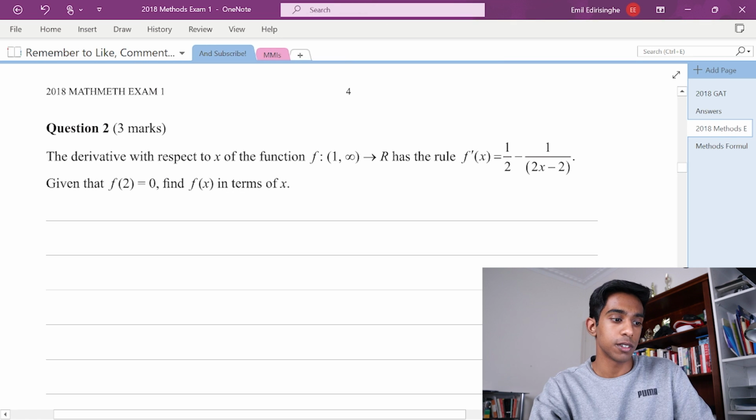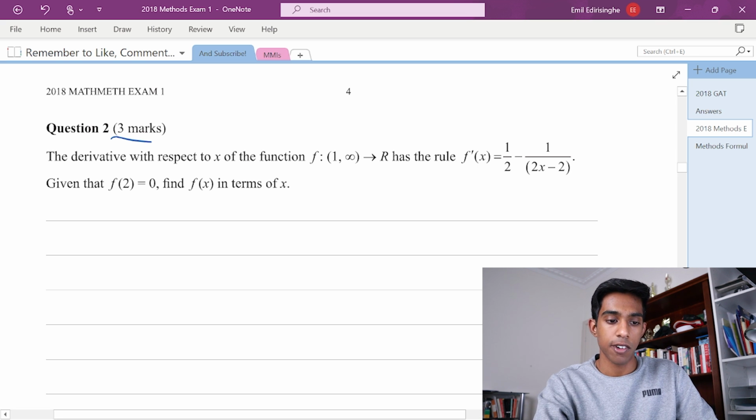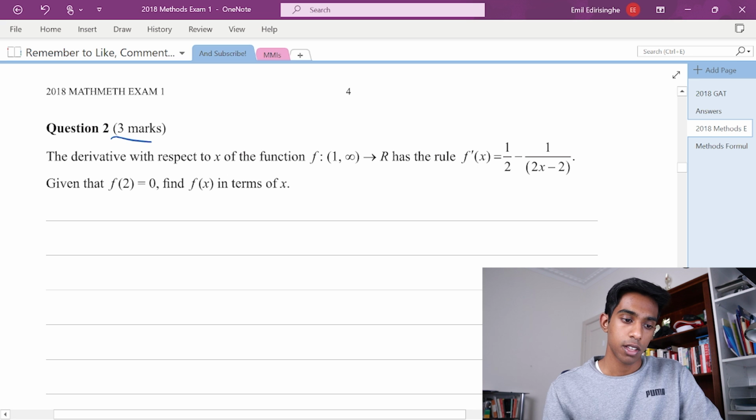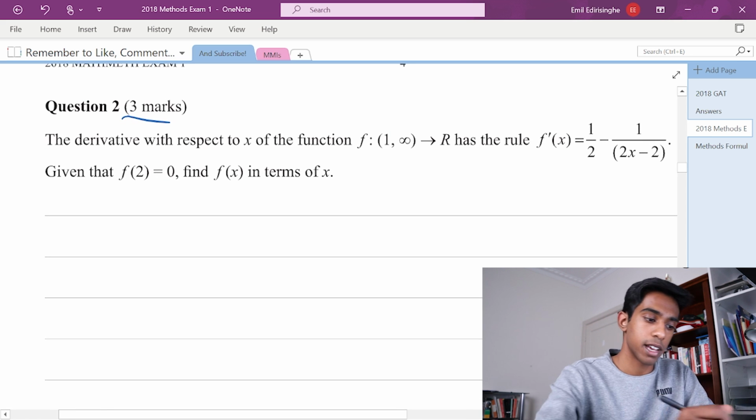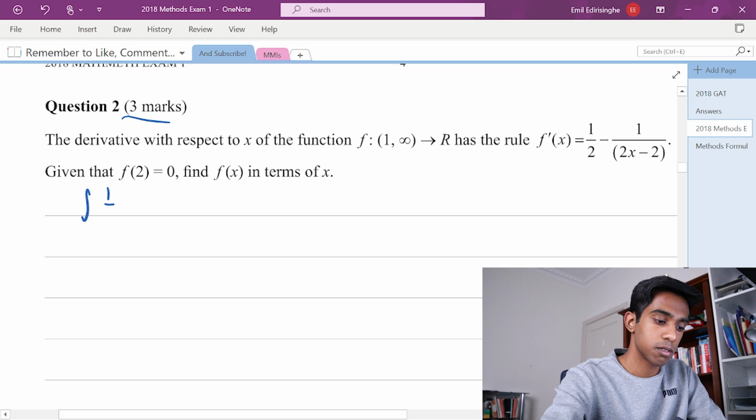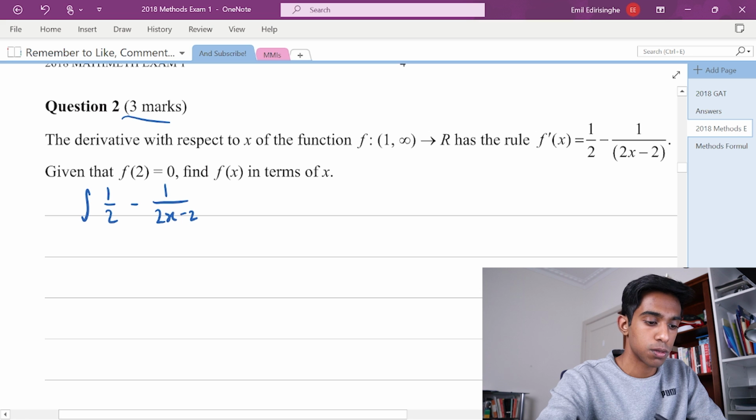So for question 2, it looks like there might be a little bit more working that I have to do because it's worth 3 marks. And it also looks like it's an integration question because there's f dash of x and we're trying to find the original equation. So with this one, the first thing I'll do is I'll integrate f dash of x. So I have the integration of 1 on 2 minus 2x minus 2 dx.